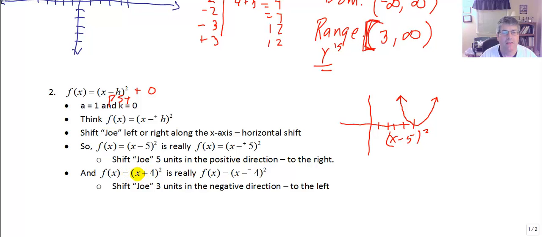And if f of x is x plus 4 quantity squared, we're going to do the opposite of what we see here. Here we saw minus 5 and we went to the positive direction. Well, now we see plus 4, so we're going to go to the left. We're going to go to the negative direction. This is really x minus a minus 4 squared. So we would shift Joe Parabola 1, 2, 3, 4 units, and he would follow the same pattern that we saw before. But now we shifted him to the left. So that's x plus 4 quantity squared.